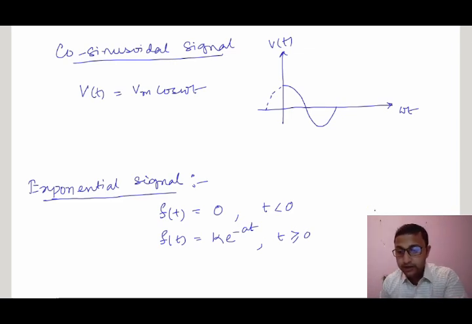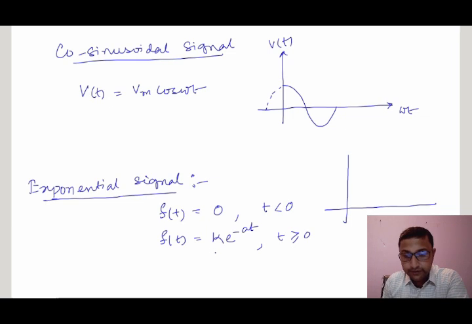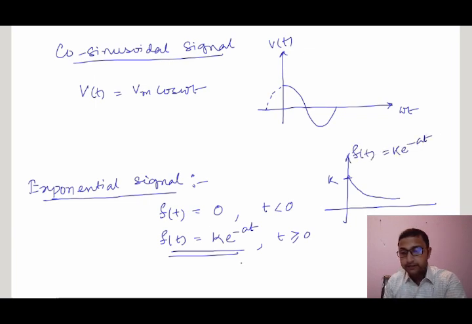So if I draw the graph of the exponential signal, that means f(t) is equal to k e to the power minus a t. Suppose this is the point k, a constant magnitude. The graph will look like this, a consistently decaying graph. k is a constant magnitude. So this is the equation, f(t) is equal to k e to the power minus a t.